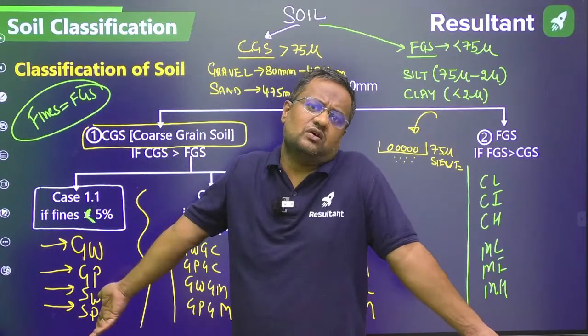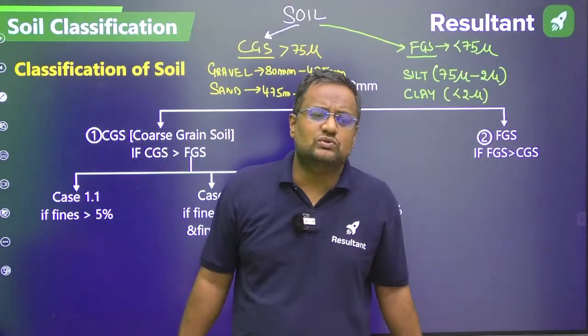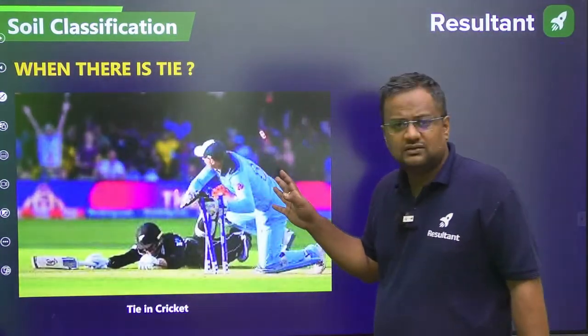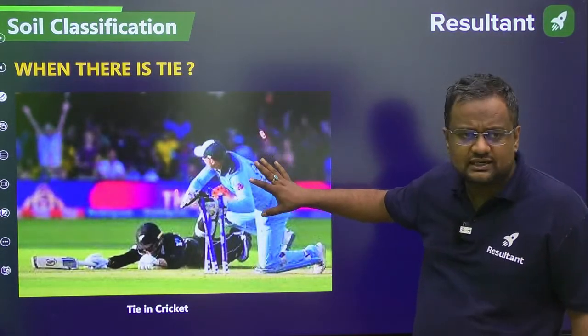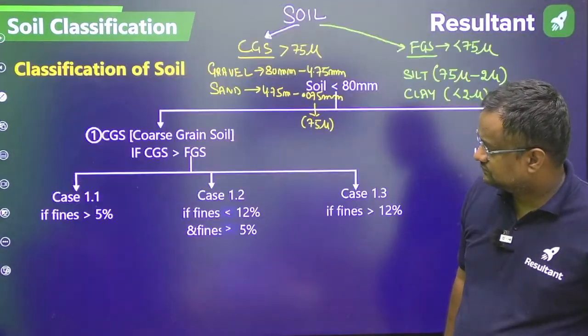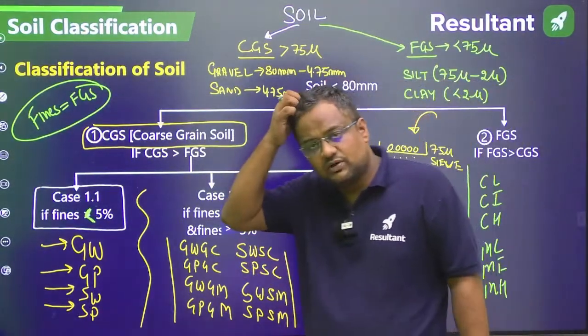Simple. If gravel is more, it will be gravel. If sand is more, it will be sand. Now, many times students are having some doubts that if both are same, then it's a tie. That tie also I'll tell you. When there is a tie, what to do? I'll tell you. If gravel is more, it will be gravel. If sand is more, it will be sand, guys.